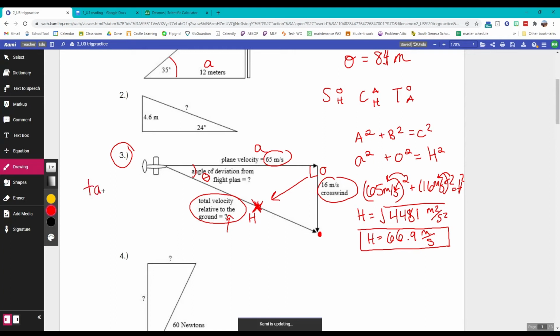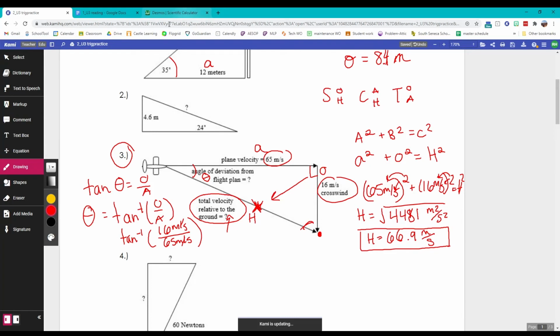So I have tangent theta equals opposite over adjacent. I want to solve for theta, so I'm going to rewrite it with an inverse tangent. And then I'll plug in my numbers. Tan^-1, opposite is 16 meters per second, adjacent is 65 meters per second. Be very careful about which one you put on top. If you put the wrong one on, you're going to get the wrong angle, and you'd get this angle over here. The units will end up canceling out.